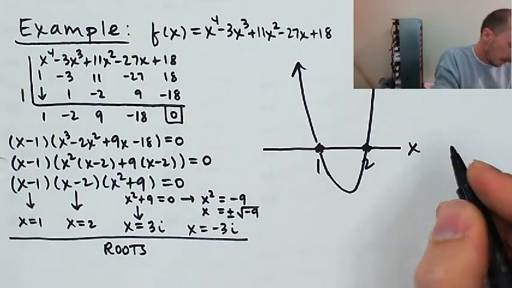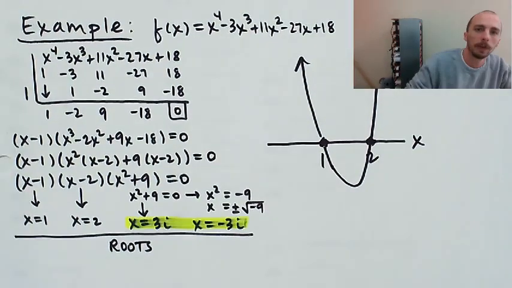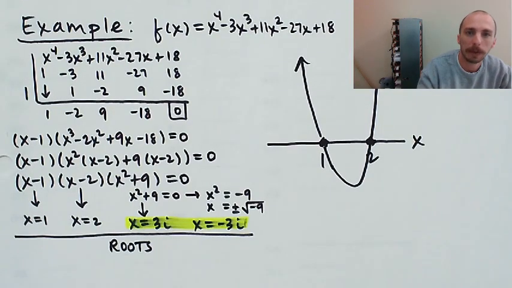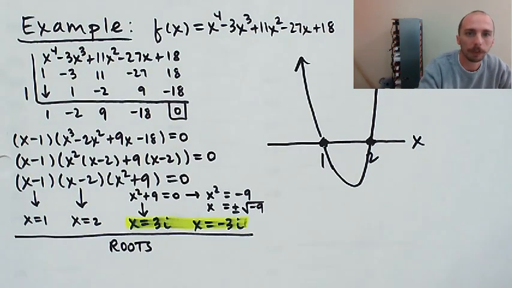Really the thing I wanted to point out here was that we had some complex roots. There were 2 of them, and they come in pairs. They come in conjugate pairs, is what I'm about to tell you. 3i and negative 3i, those are complex conjugates, 0 plus 3i, 0 minus 3i.